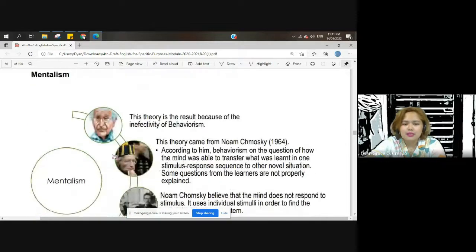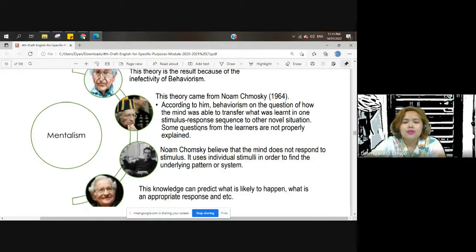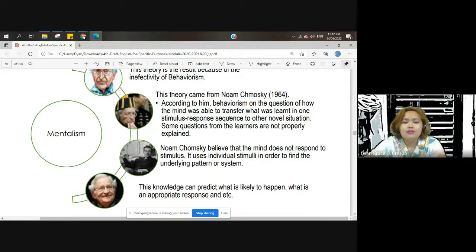Next, mentalism. So, since yung behaviorism, medyo na-bored yung mga students at hindi sila natuto, mentalism was born. Okay? This theory is from Noam Chomsky ng 1964. According to him, behaviorism raised the question of how the mind was able to transfer what was learned in one stimulus response sequence to other novel situations. Some questions from the learners are not properly explained.